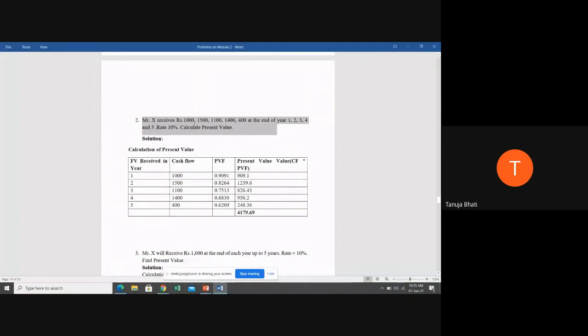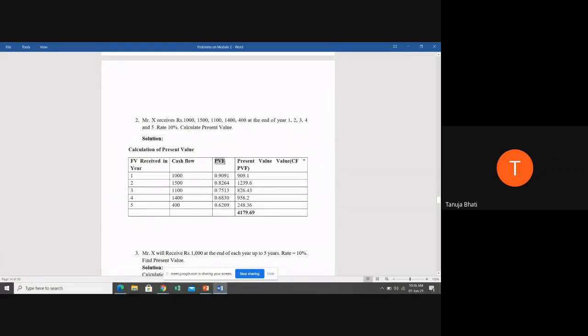So first, can anyone tell me under which category is this falling? Multiple unequal cash flows. So for multiple unequal cash flows, what is the formula? Summation of A divided by 1 plus R raised to N. Or, simply, you can do cash flow into present value factor. Both the methods you can use. So we will follow the simple method, that is cash flow into present value factor.